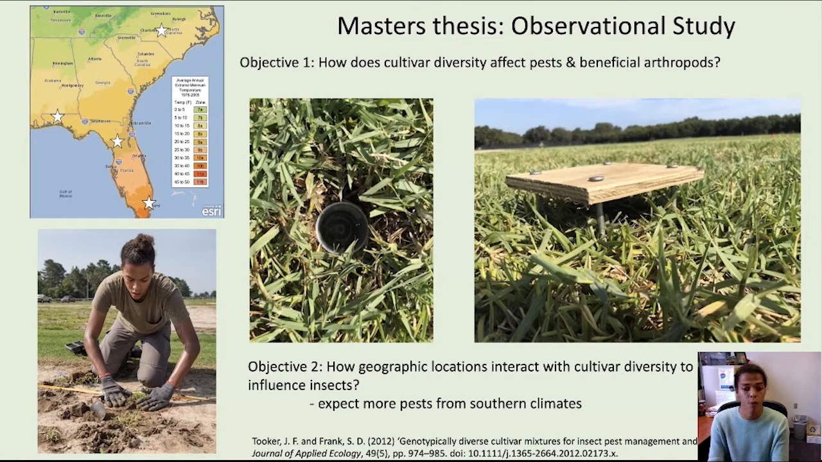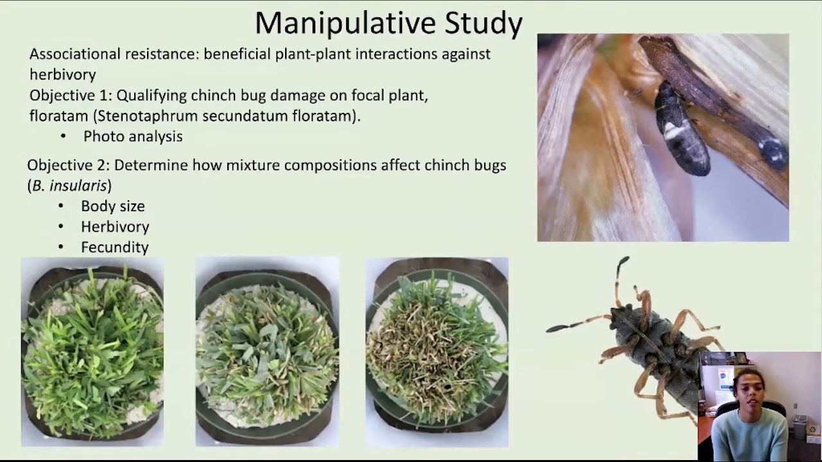For the manipulative study, first introducing the idea of associational resistance, that's beneficial plant-plant interactions against herbivory. And so the objectives for my manipulative study are, I would like to quantify chinch bug damage on the focal plant, Floratam, and I would do that through a photo analysis, much similar to the one that we see down here. And that photo analysis will help me assess the quality of the grass throughout the experiment, and also take note of any damage that we're seeing being caused by the chinch bug.